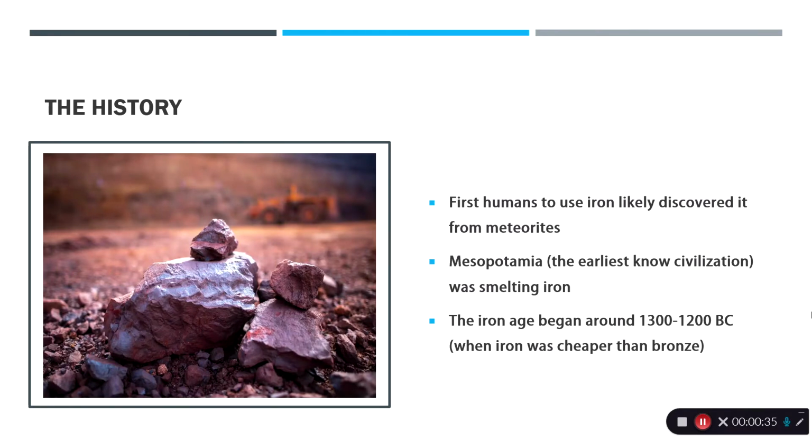Although we don't know when exactly the Iron Age began, it is relatively accepted that in between the years 1300 and 1200 BC, the Iron Age took place. And the Iron Age was essentially when all the civilizations, which at the time were using bronze materials and bronze tools, converted to iron materials and iron tools, because iron was officially cheaper than bronze.